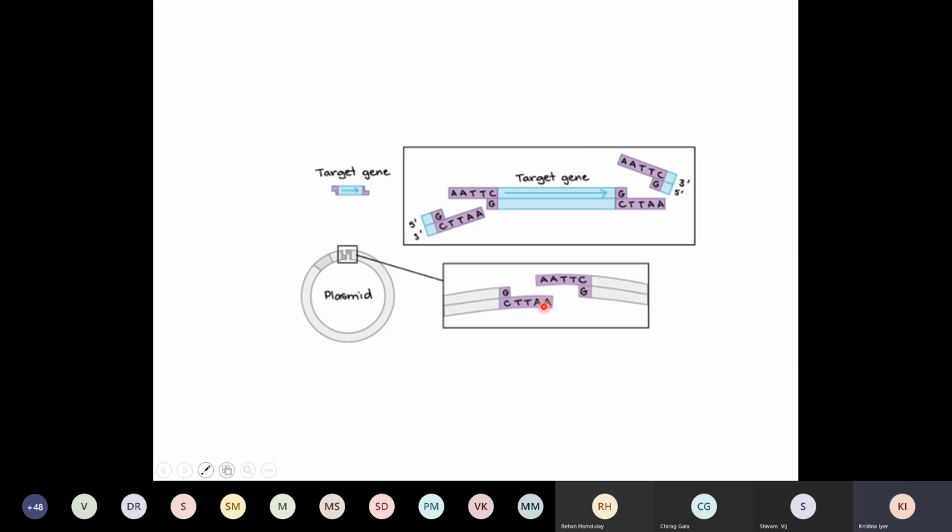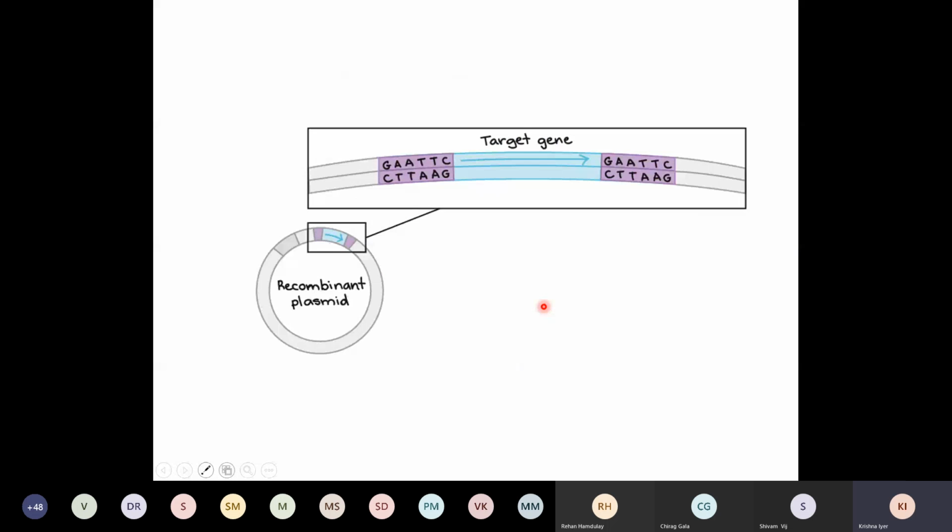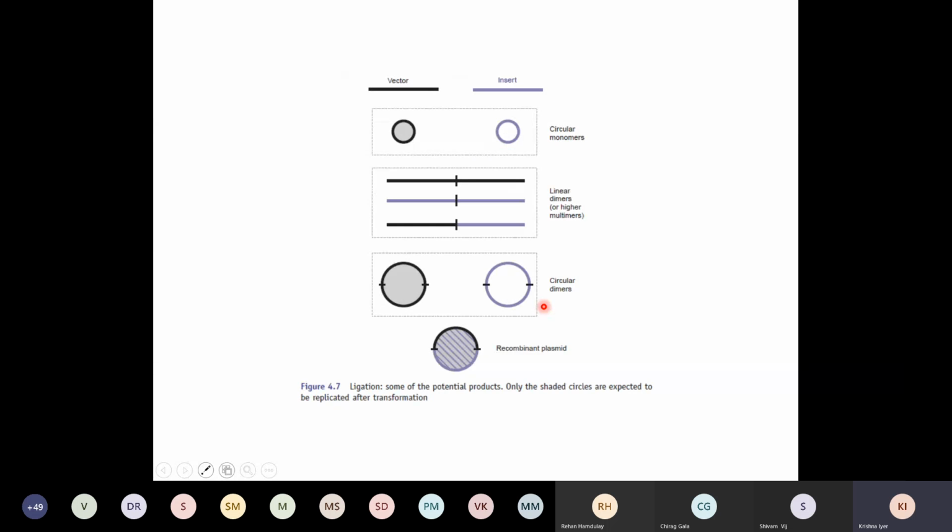So in reality, when I try to do this experiment, a lot of things happen. Sometimes I'll get vectors joining to each other and I get a whole long piece of just vector. Or sometimes I'll get just that cut DNA combining with each other, and when I treat with ligase, I get one long piece which is joined, but it is only my foreign target gene. It is not recombination.